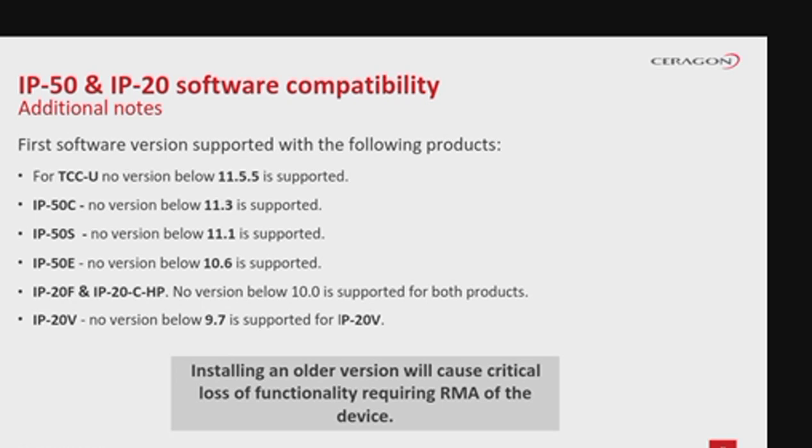For TCCU, no version below 11.5.5 is supported. No version below 11.3 is supported for IP50C. No version below 11.1 is supported for IP50S. No version below 10.6 is supported for IP50E. IP20F and IP20CHP: no version below 10.0 is supported for both products. No version below 9.7 is supported for IP20V. Installing an older version will cause critical loss of functionality requiring RMA at the customer's expense.